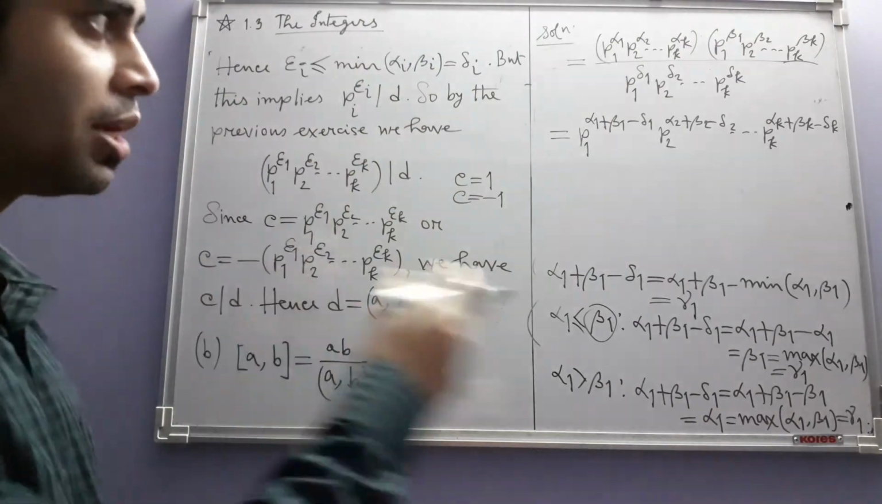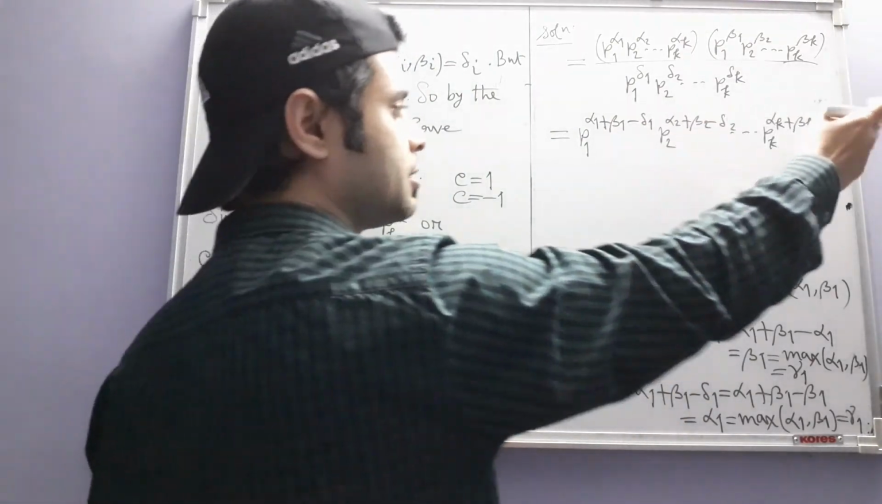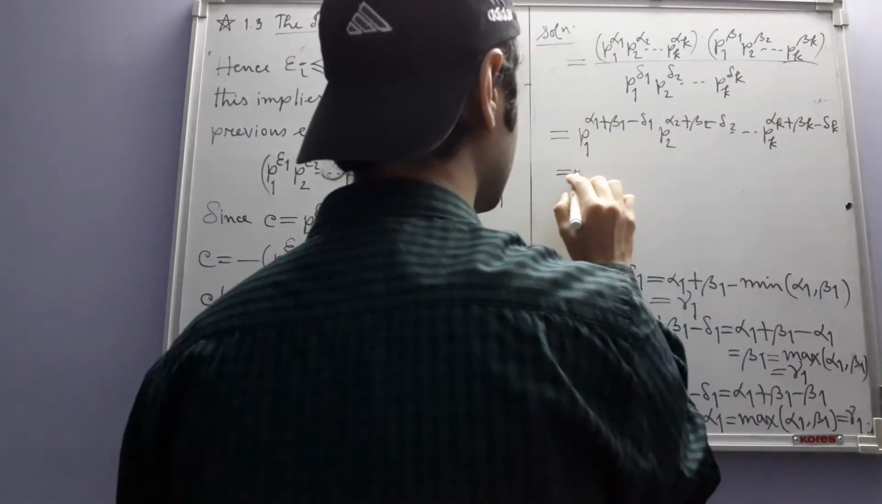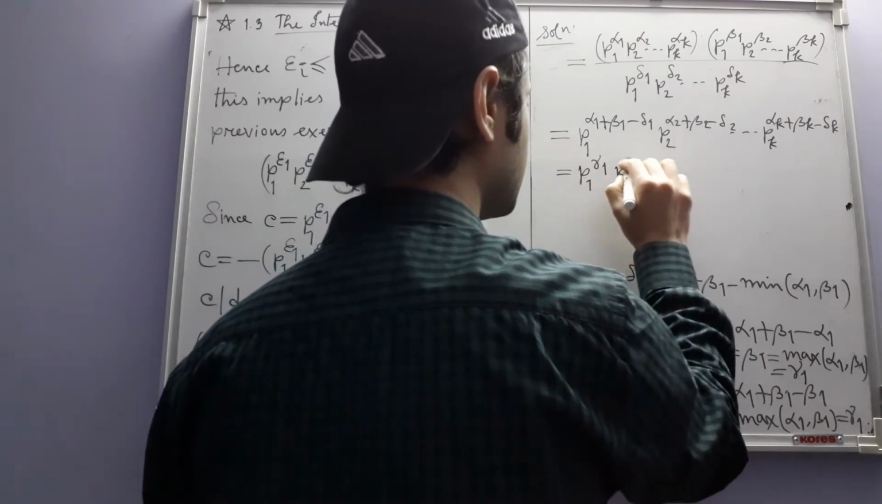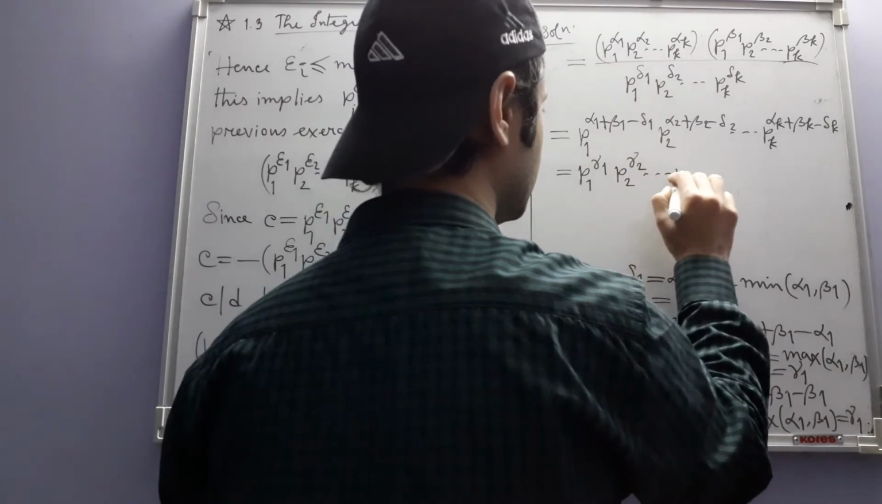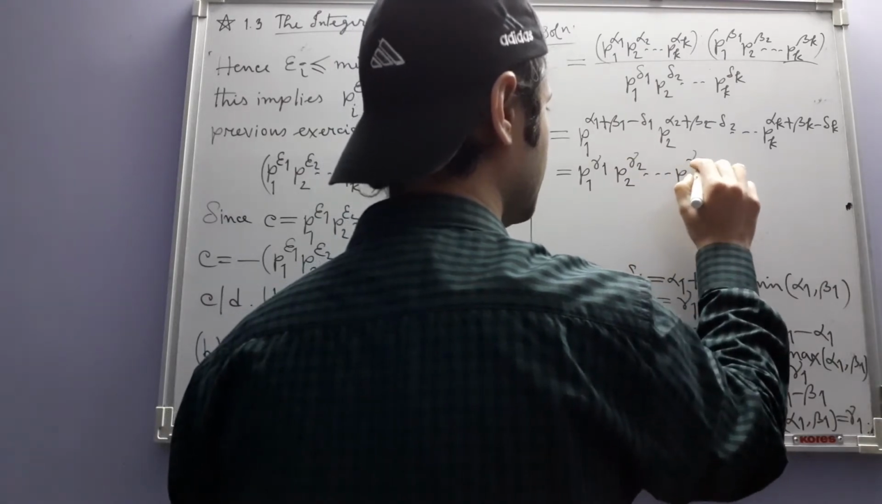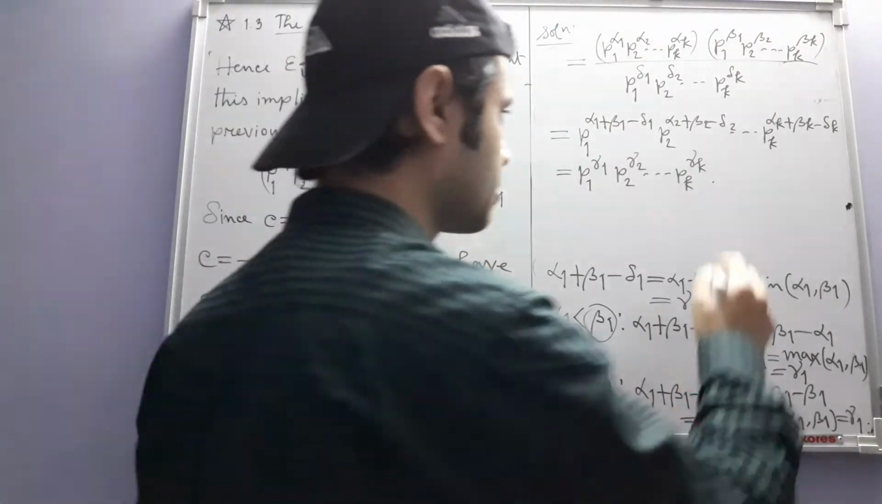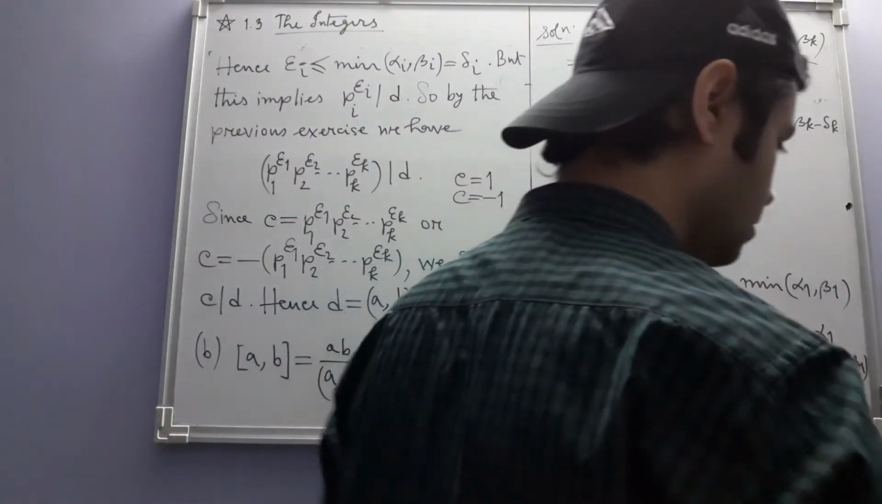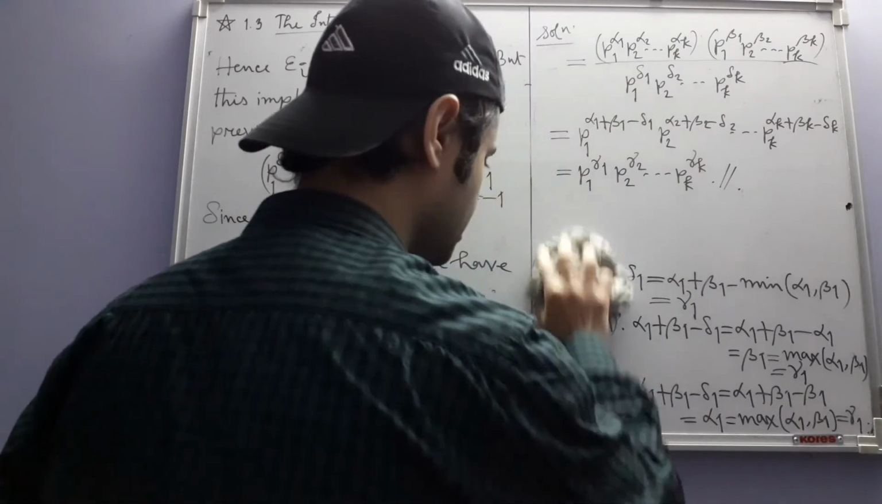So in a similar manner, this is gamma 2, gamma 3 up to gamma k. So this is equal to p1 to the power gamma 1 times p2 to the power gamma 2 all the way up to pk to the power gamma k. And this is what we have to show. Right, this completes the solution to the fifth exercise.